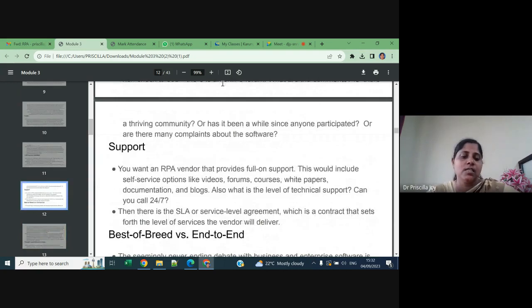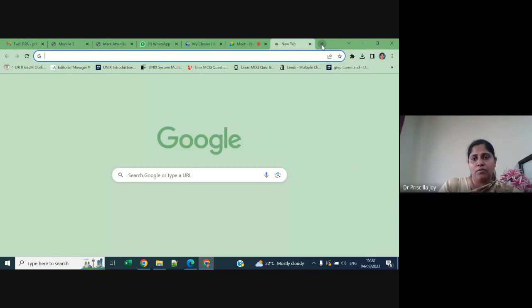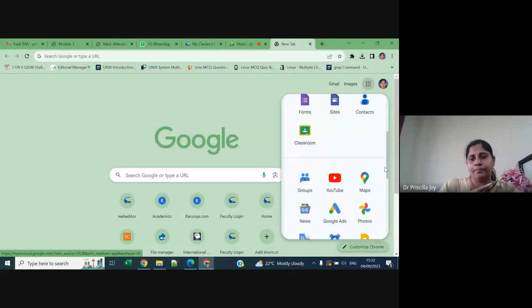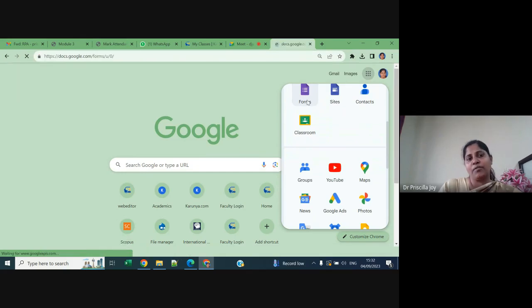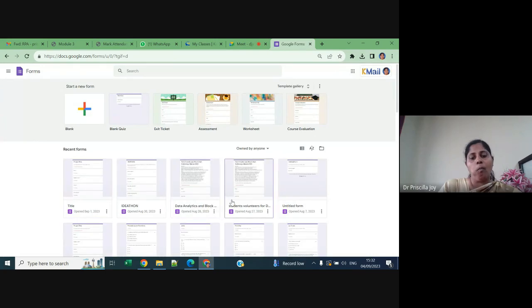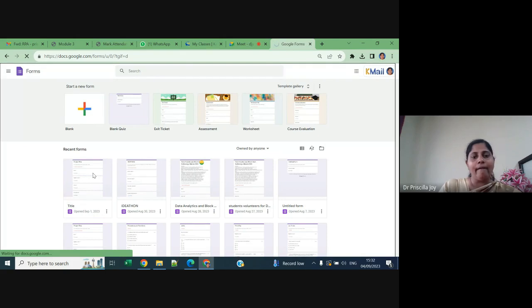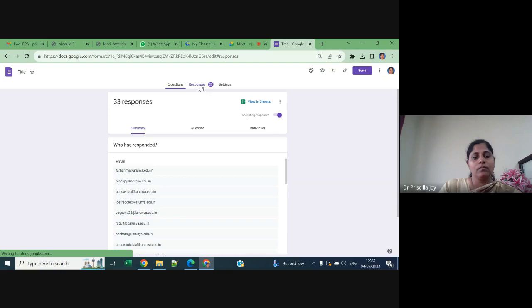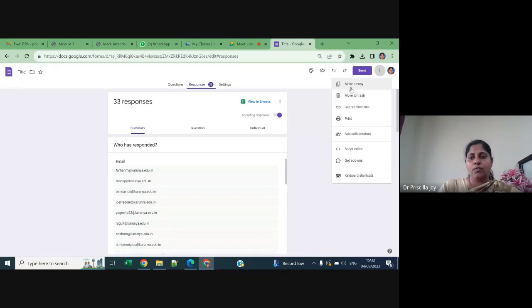RPA vendors. Okay. Now what you are supposed to do is, on that day I asked you to submit some forms, right? So based on that, whoever hasn't completed it, you're supposed to present it now.